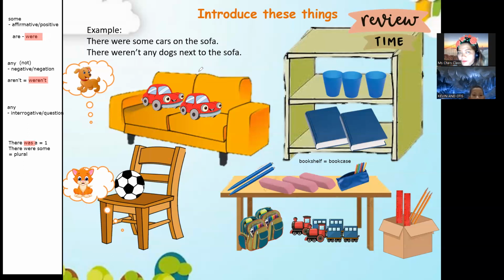Like that. Now, I have here backpacks. So what are we going to use? Was or were? You said we have two. So meaning, that is plural form. We say there were some backpacks. All right. How many chairs are there?